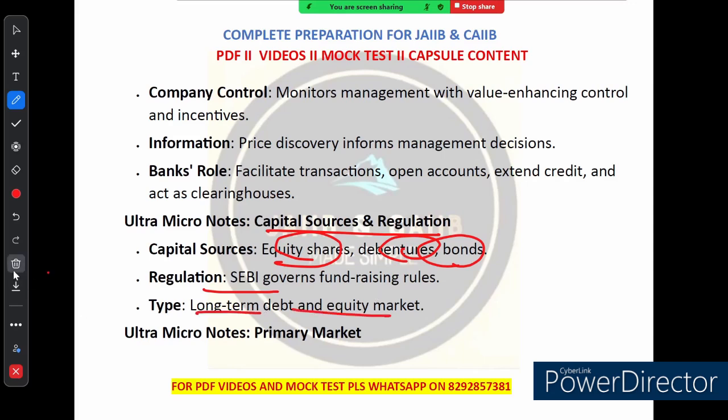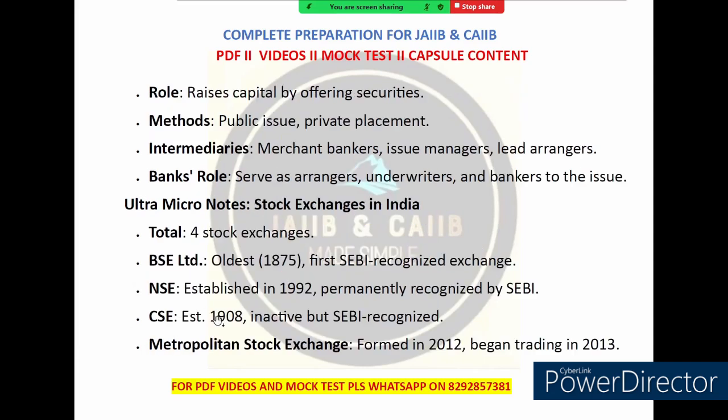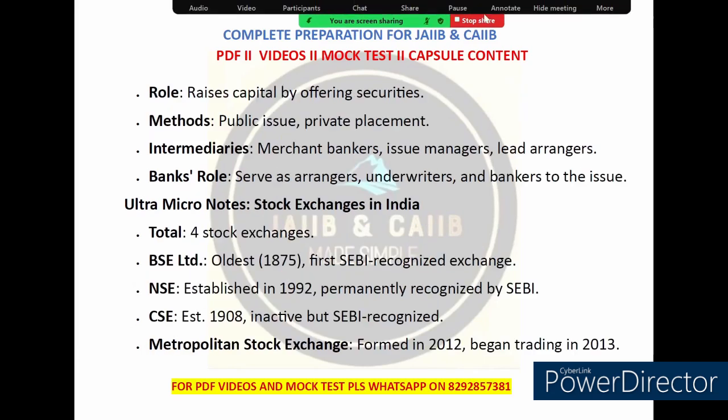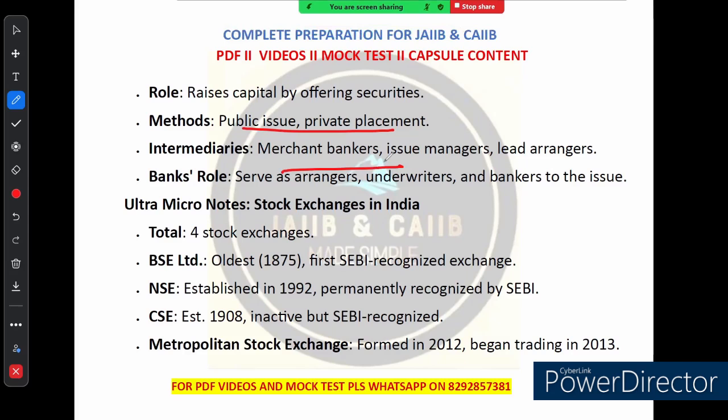Let's talk about the primary market. The primary market is where companies raise capital by selling new securities either through public shares or through private placement. Merchant bankers and issue managers help companies through the process. Now bank role: they act as arranger, underwriter and manager in the process of issuing shares.